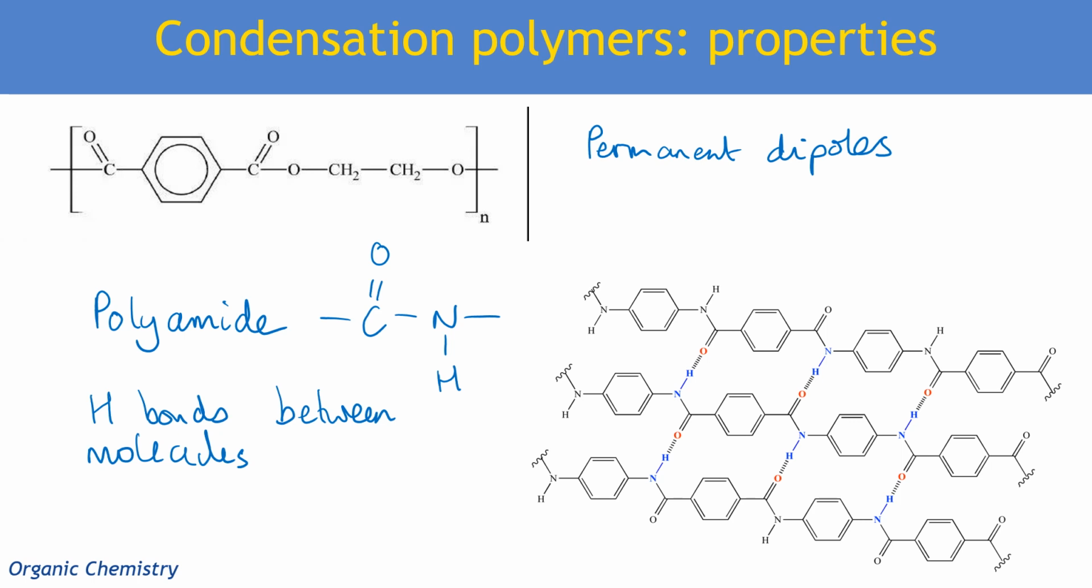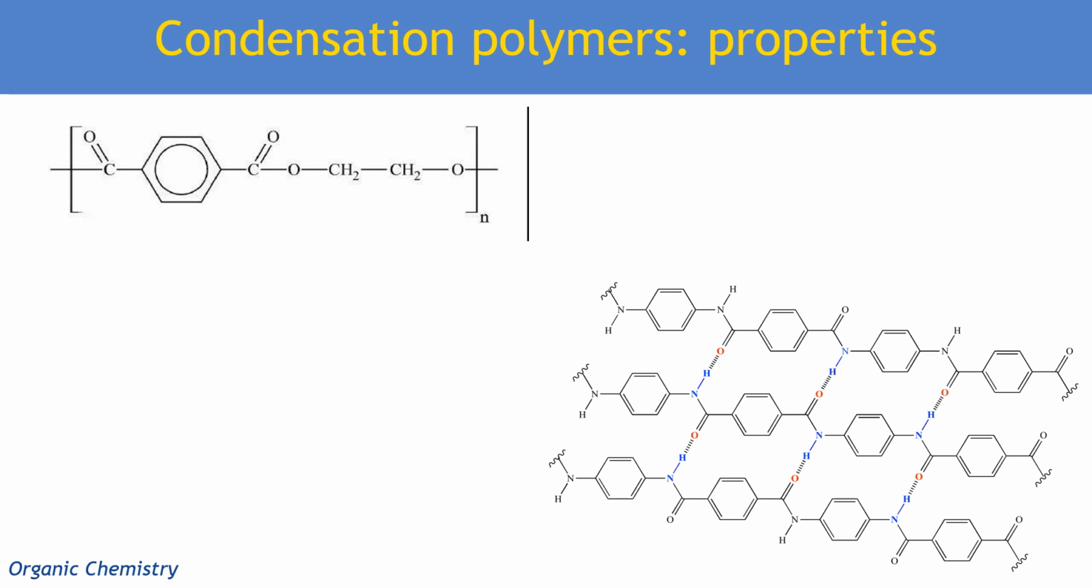At the same time, you've got really strong London forces because these guys are able to pack right on top of each other with their benzene rings. So you're maximizing all the intermolecular forces, which is why Kevlar is really, really strong. So if you put benzene rings in a chain, you have a much higher melting point. If you stick them off the edge, so they interrupt forces between molecules, it's a low melting point.